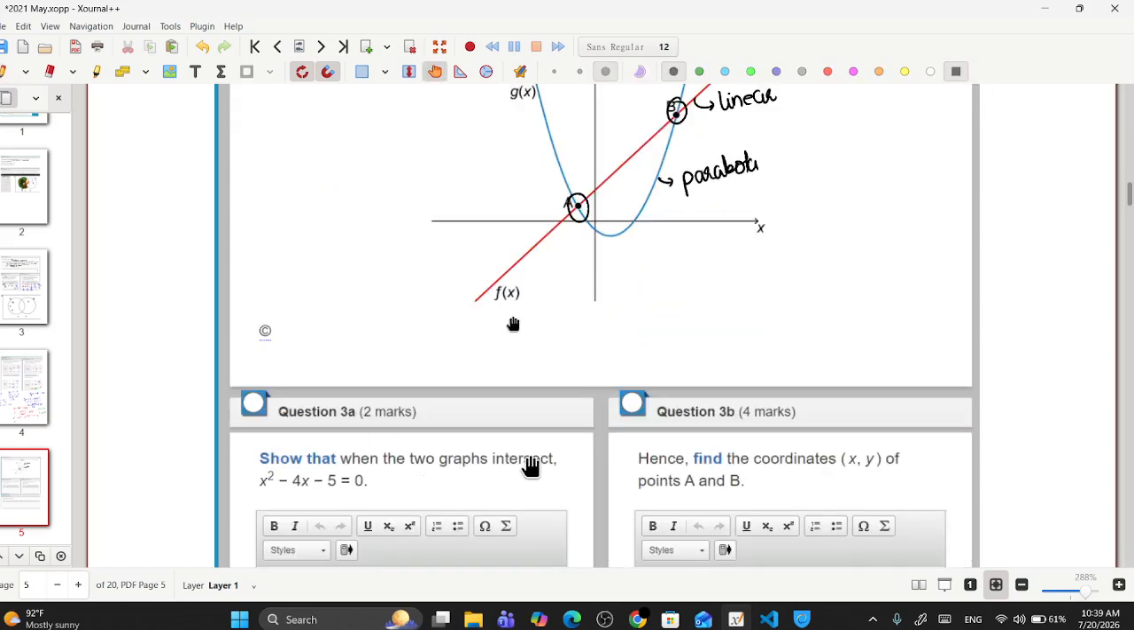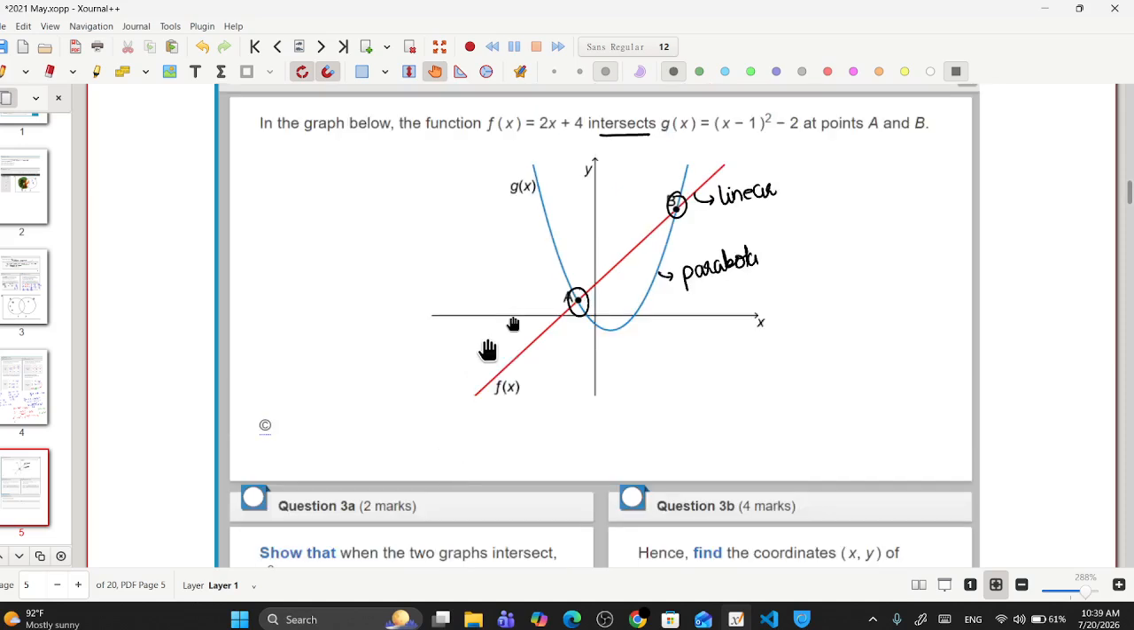Show that when the two graphs intersect, x squared minus 4x minus 5 equals 0. Okay, let's show it. How do you show it? It says intersects, which means we have to equate both of them. So I will write (x minus 1) whole squared minus 2 equals 2x plus 4, because f of x can be considered as y, g of x can also be considered as y. Let me expand this bracket.